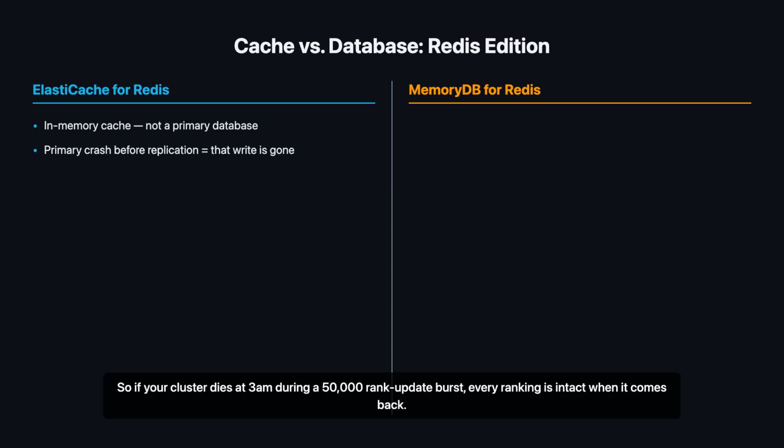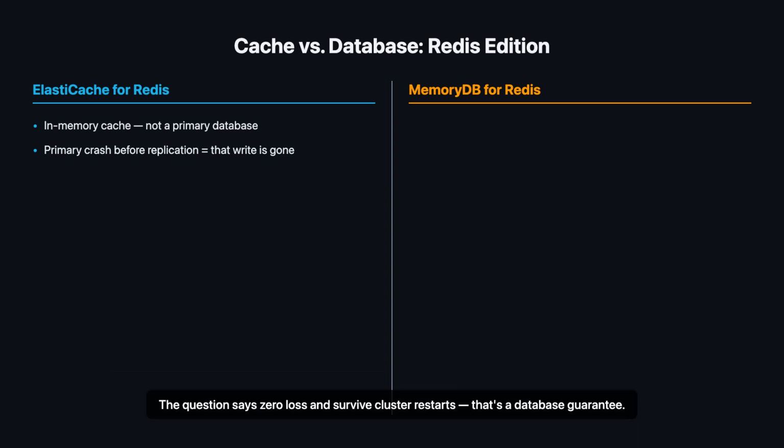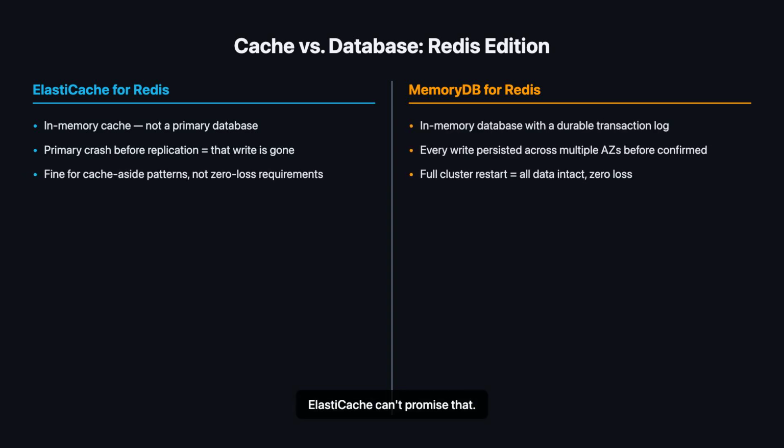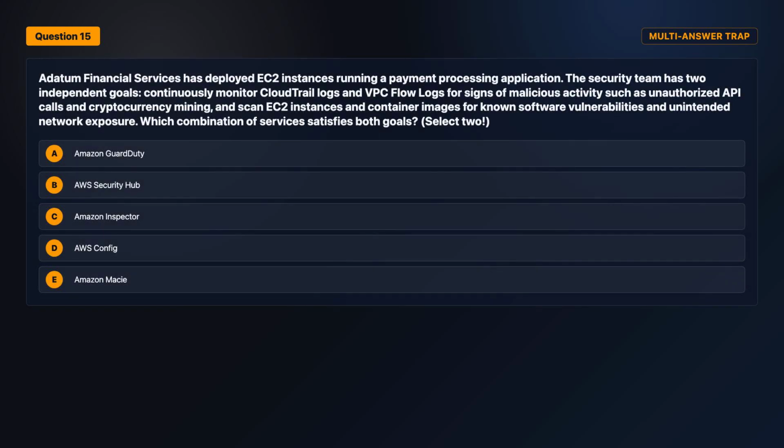So if your cluster dies at 3 a.m. during a 50,000 rank update burst, every ranking is intact when it comes back. The question says zero loss and survive cluster restarts. That's a database guarantee. ElastiCache can't promise that. MemoryDB can. Ready. Question 15.